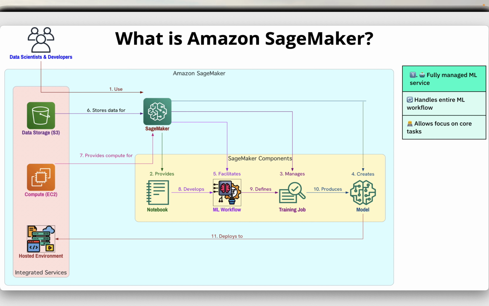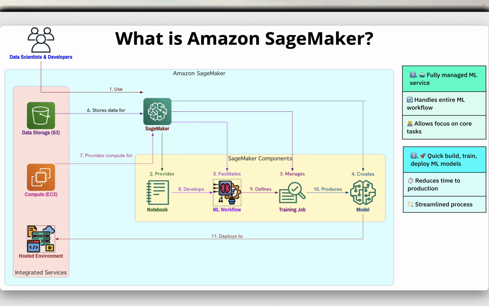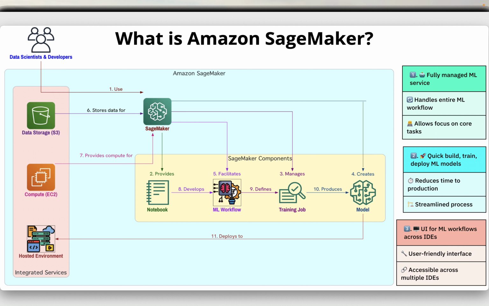So what is Amazon SageMaker? Amazon SageMaker is a comprehensive, fully managed machine learning service provided by AWS. It handles the entire machine learning workflow, allowing data scientists and developers to focus on their core tasks. SageMaker enables users to quickly and confidently build, train and deploy machine learning models. This streamlined process significantly reduces the time from concept to production-ready models. SageMaker provides a user-friendly interface for running machine learning workflows. This user interface makes SageMaker's ML tools accessible across multiple integrated development environments (IDEs), enhancing flexibility and ease of use.